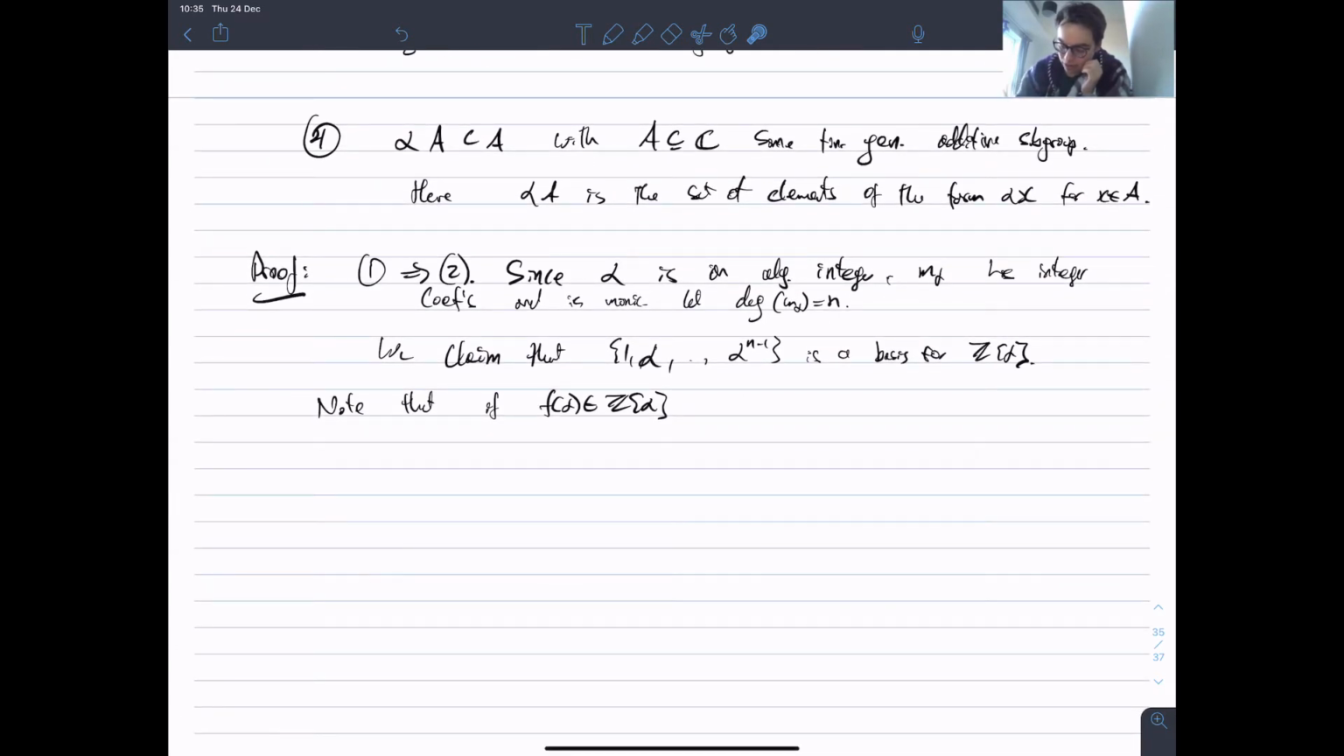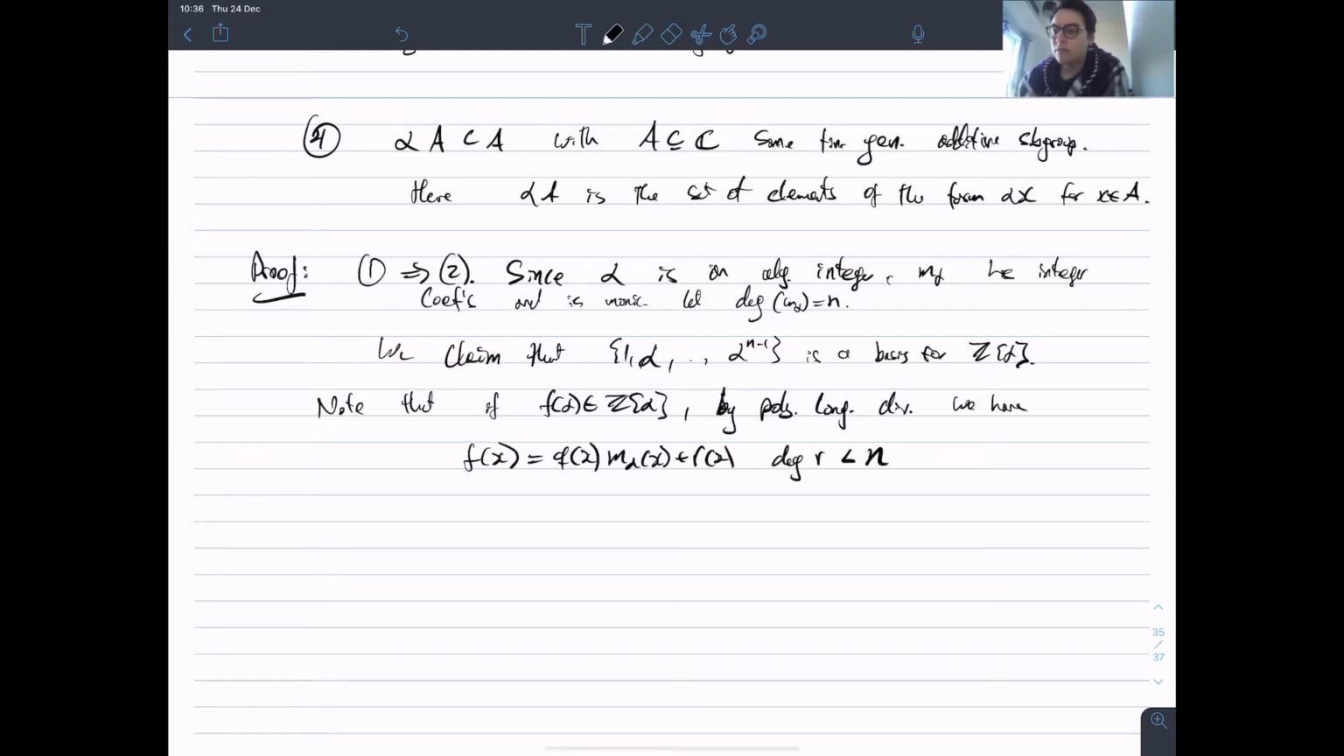So if I take some element in here, then as usual we do polynomial long division. We have f of x equals q of x times m alpha of x plus r of x, with the degree of r strictly less than n, which is the degree of my minimal polynomial. If we evaluate at alpha, we get f of alpha is the same thing as r of alpha.